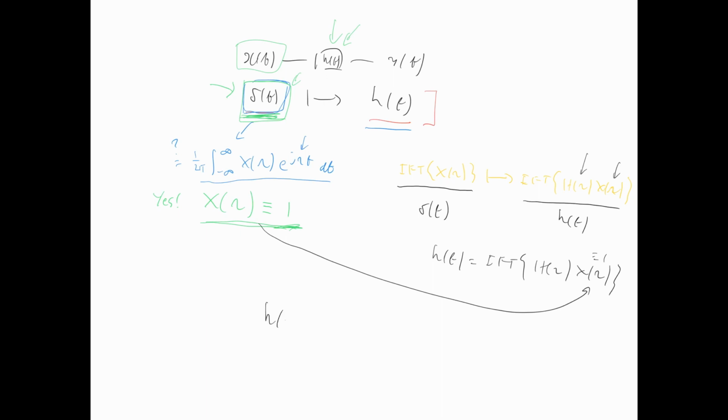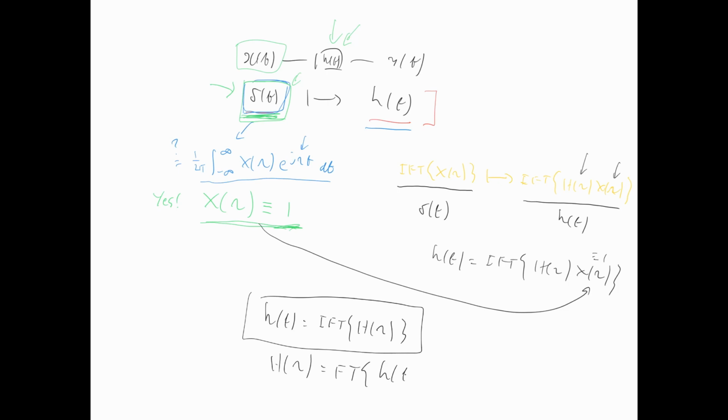Therefore, we get that h of t is the inverse Fourier transform of our big H of omega, exactly as claimed. We can take the inverse of this and get that H of omega is the Fourier transform of the channel impulse response, h of t. If you don't like this derivation of how we find that the Fourier transform of the channel impulse response gives us our frequency domain response, we can go in the reverse direction, which we'll look at now.